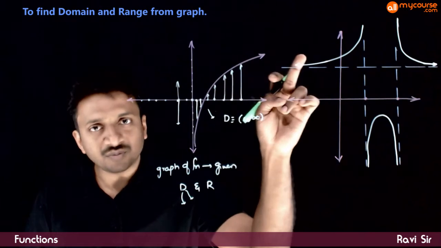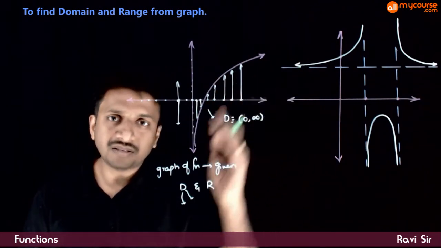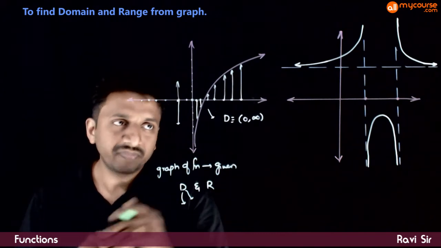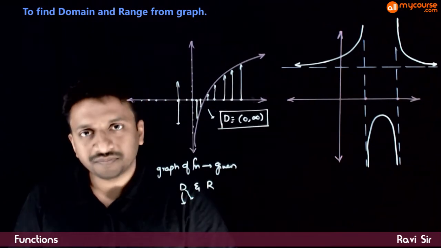Because this graph moves indefinitely, for every value of x you'll have an image. So the domain is 0 to infinity.